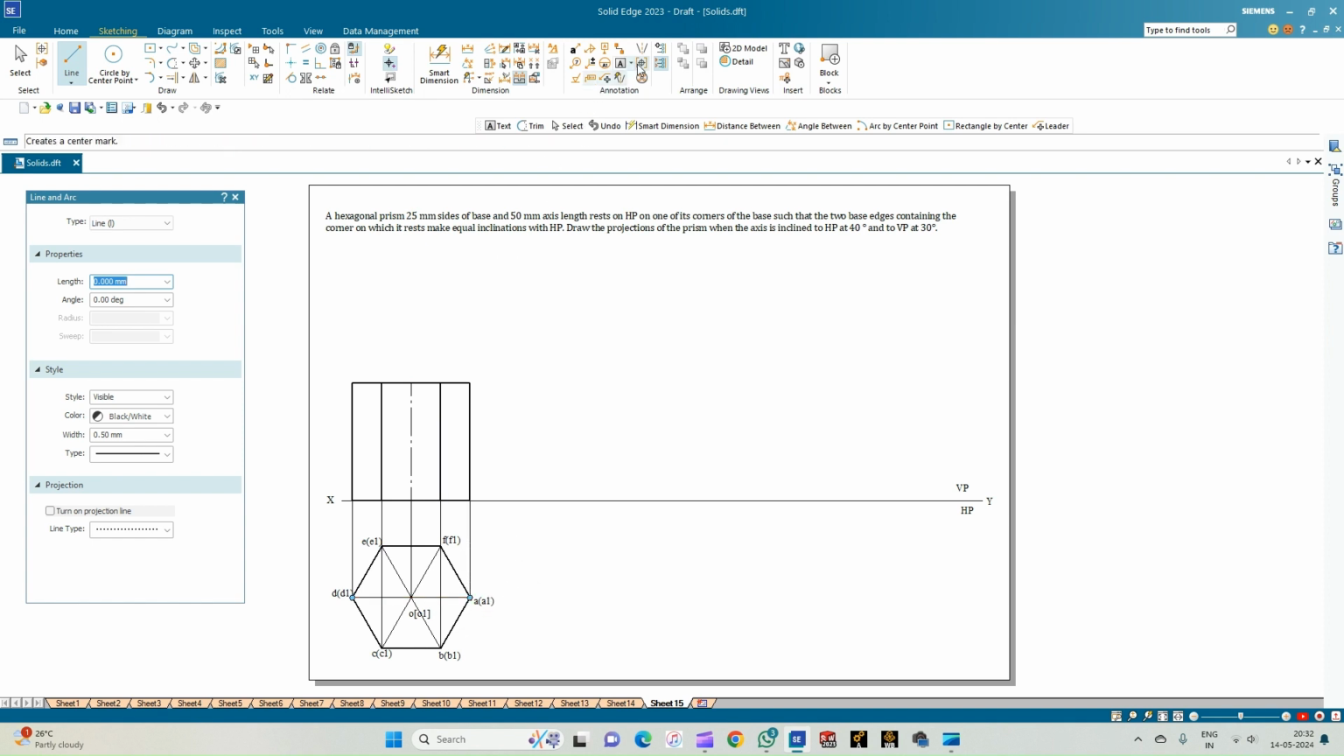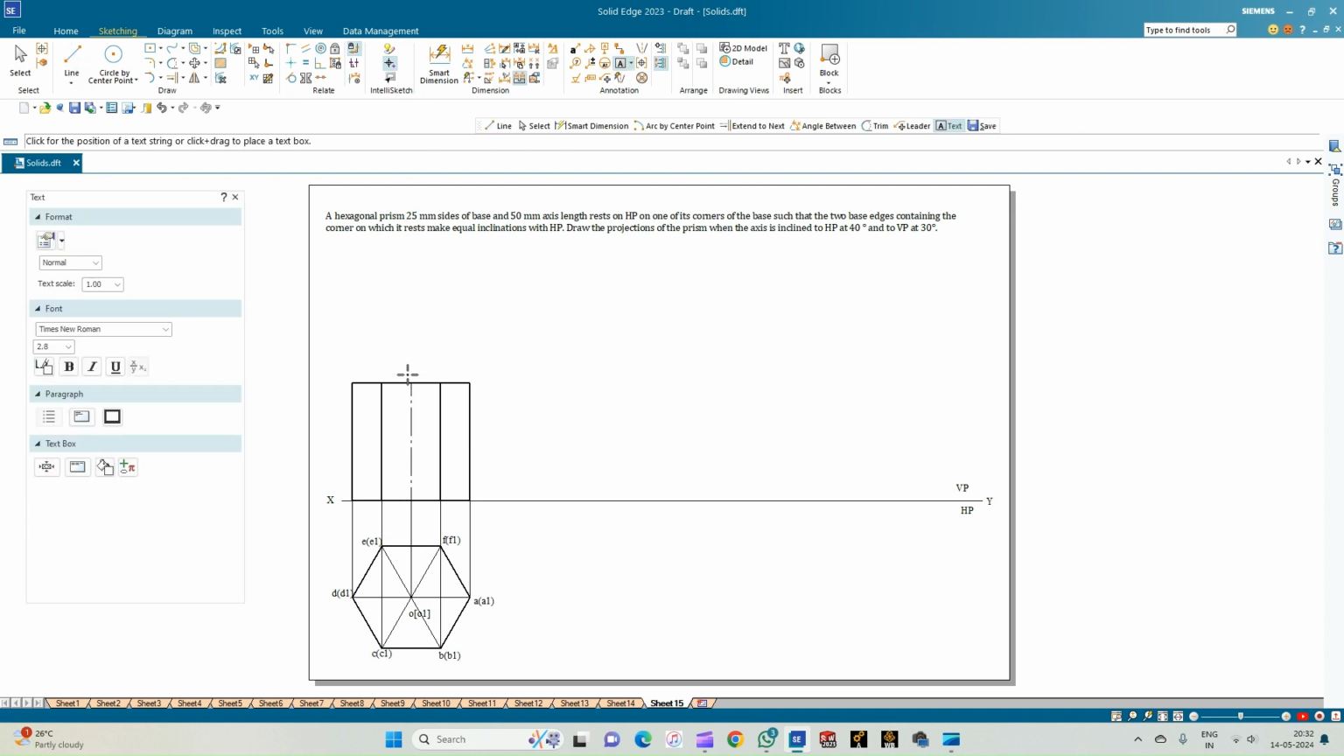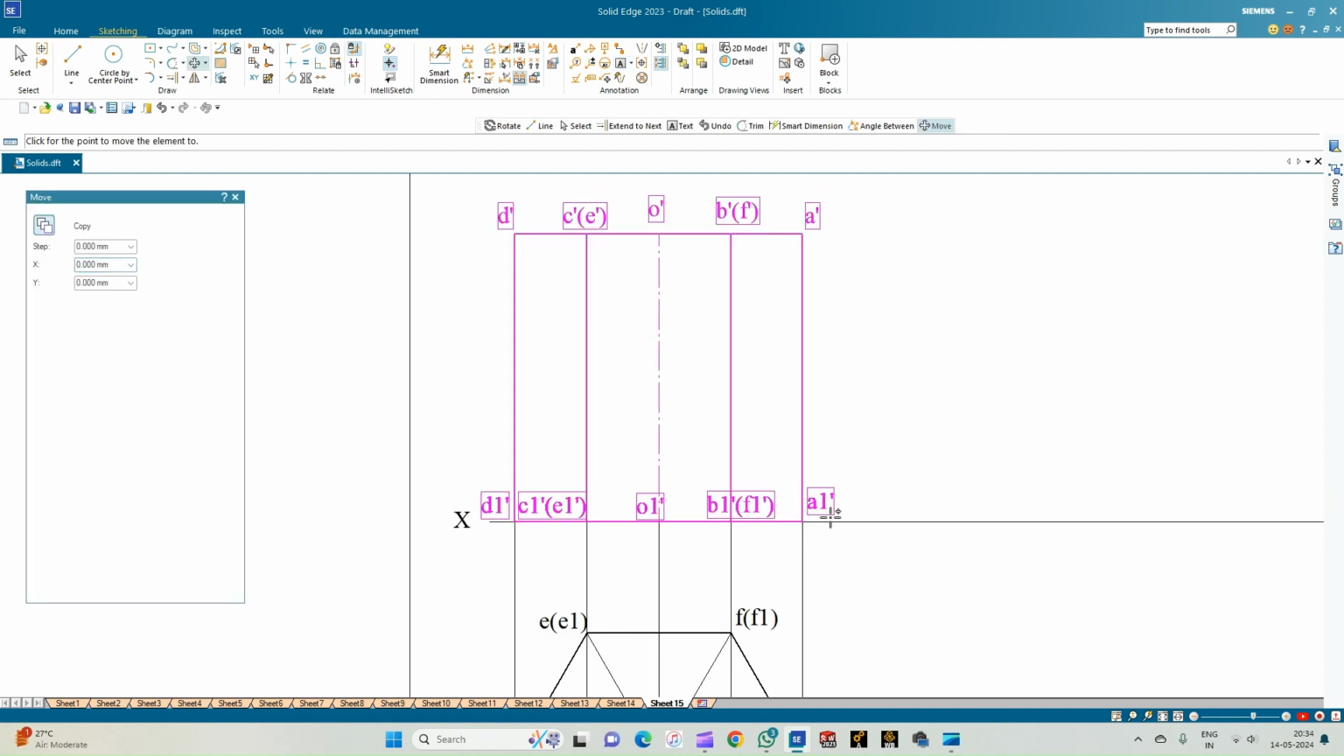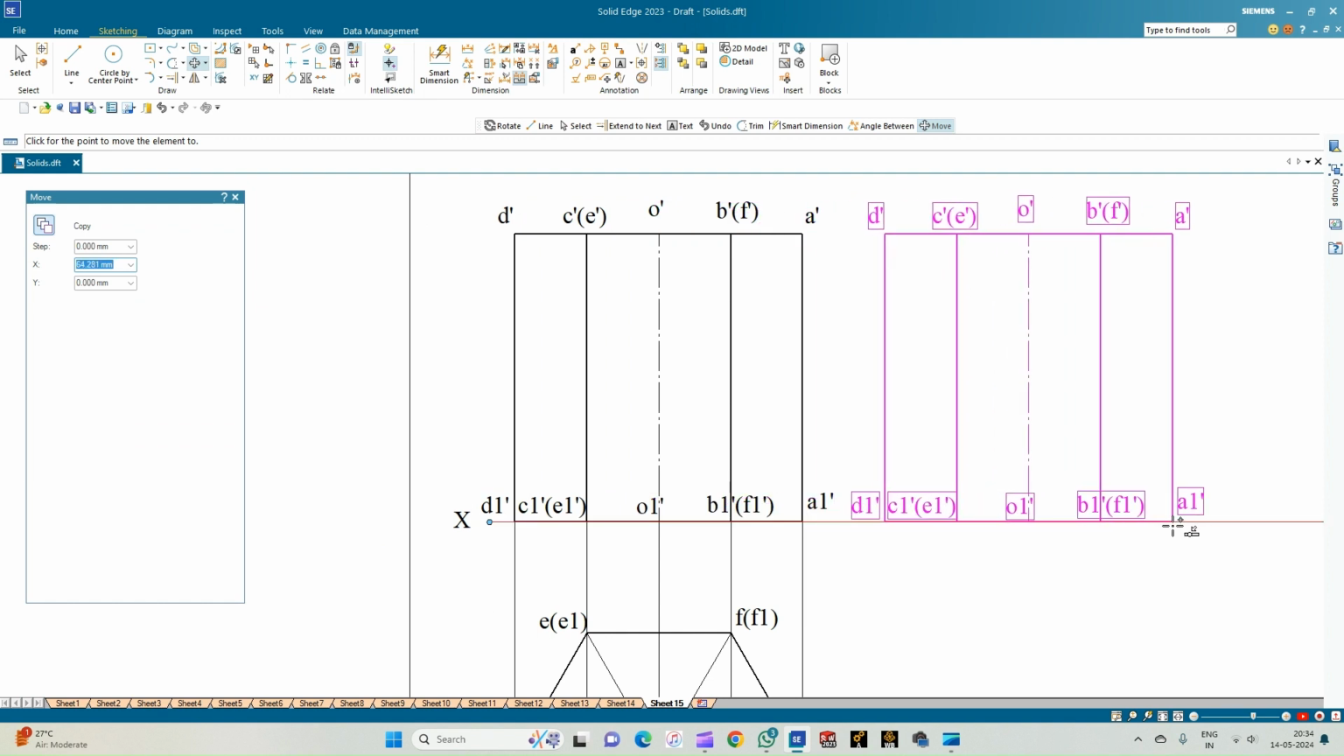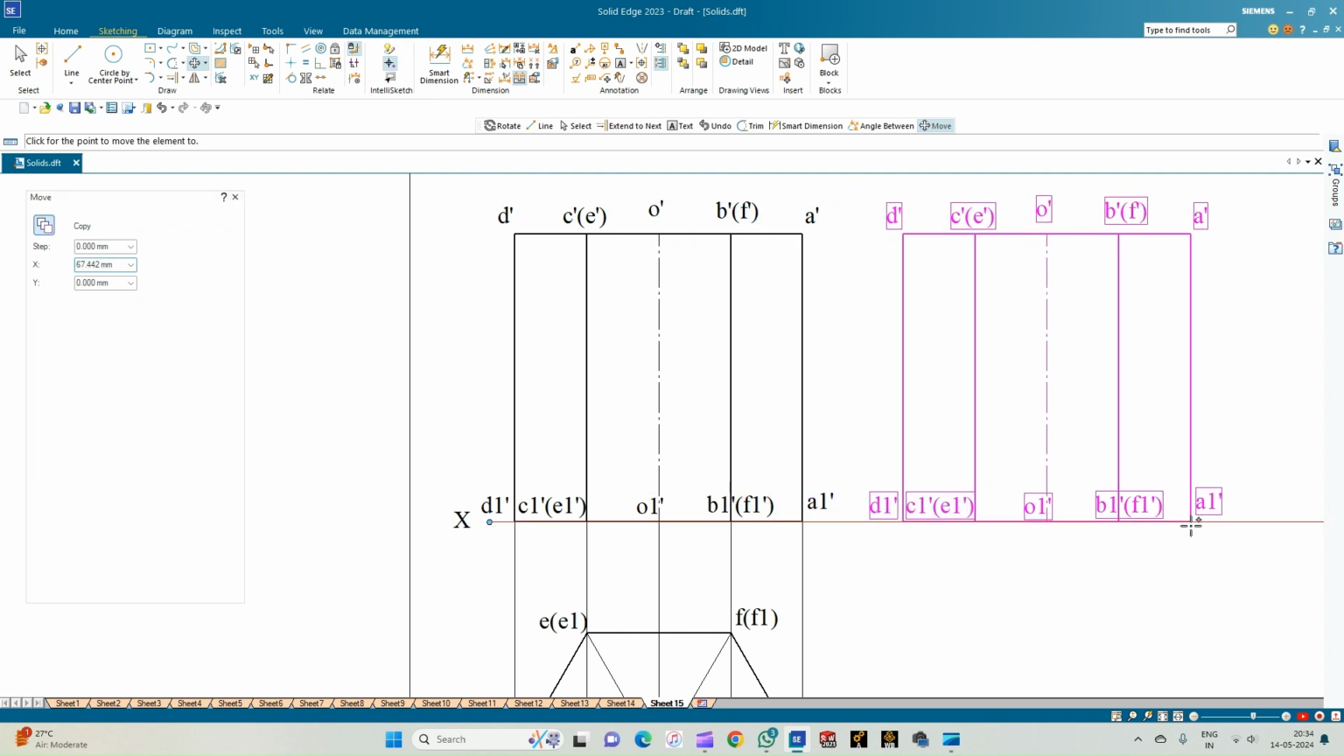So now we'll do the annotation for the front view. So let us first complete this axis line. So this is O dash and this is O1 dash. The copy is on. So keeping A1 dash as the point of reference, let us just move this towards the right hand side of the XY line.